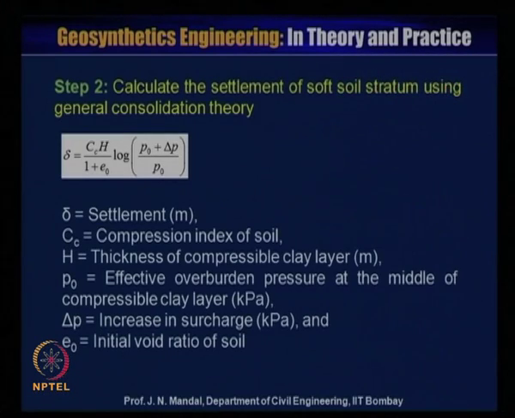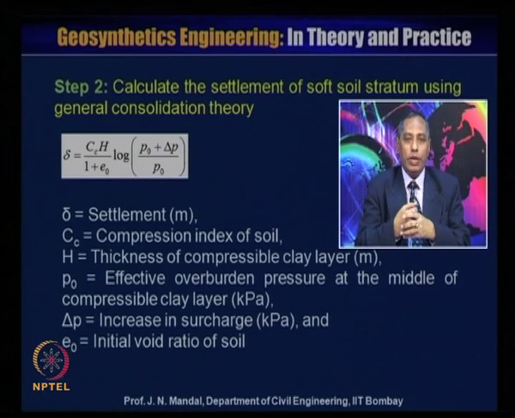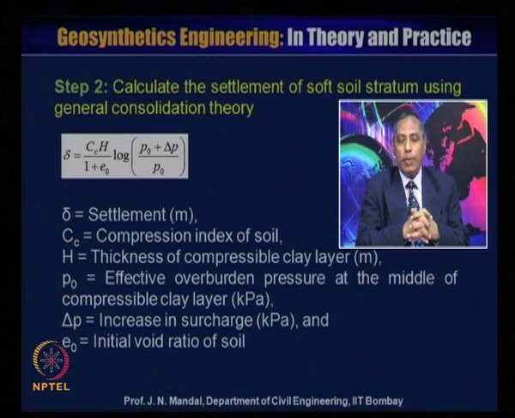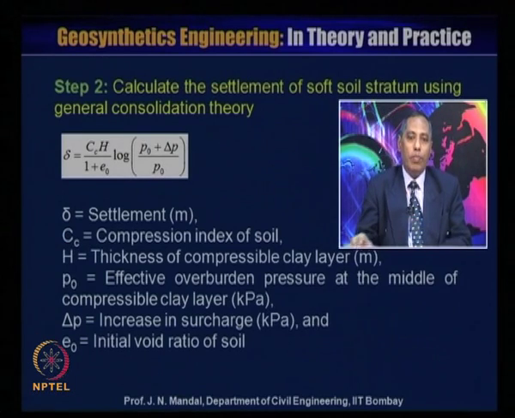Now, step 2, calculate the settlement of soft soil stratum using the general consolidation theory. So, you know that delta is equal to Cc H by 1 plus e0 into log of P0 plus delta P by P0, where delta is settlement in meter, Cc is compression index of soil, and H is the thickness of the compressible clay layer in meter, and P0 is effective overburden pressure at the middle of compressible clay layer in kilopascal, delta P is increase in surcharge in kilopascal, and e0 is initial void ratio of the soil.